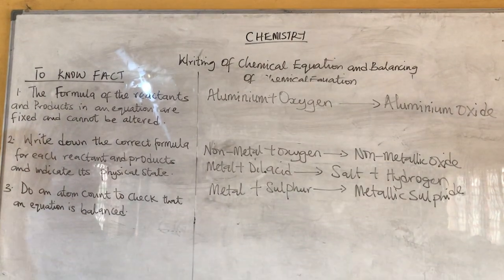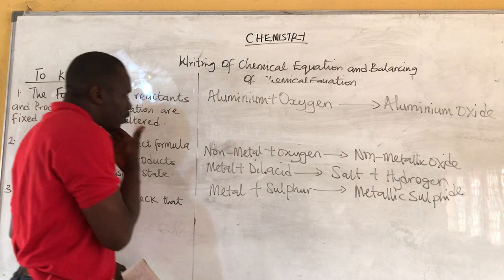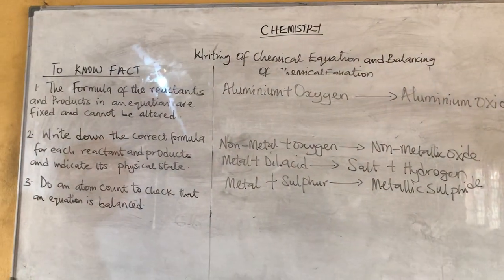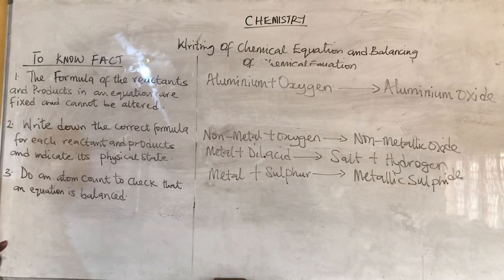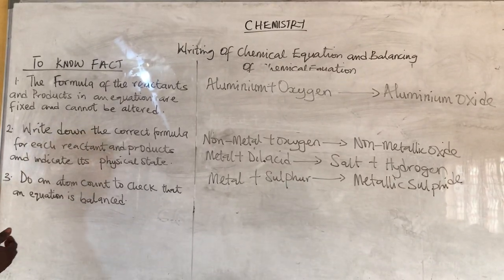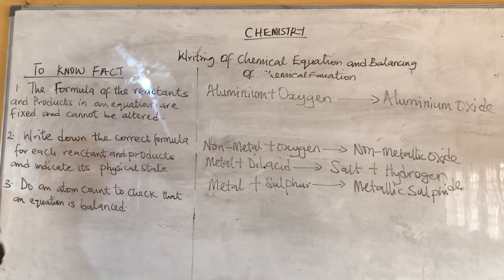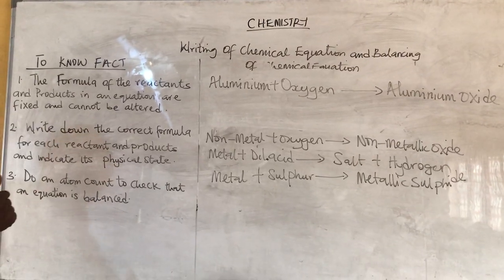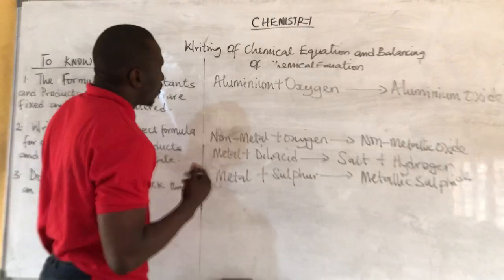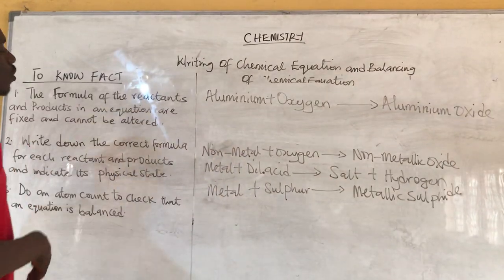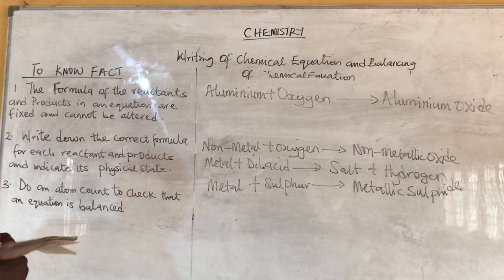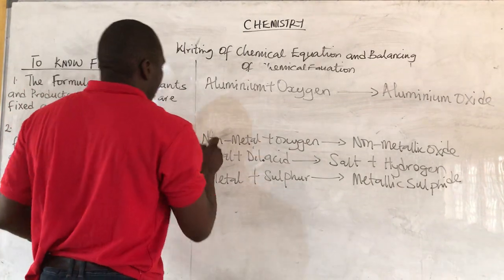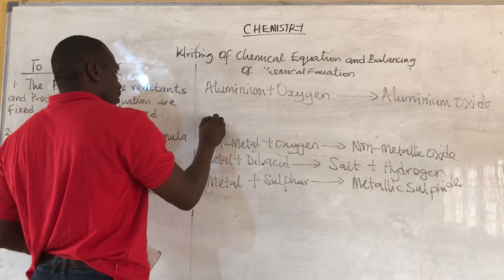Non-metal plus oxygen. Non-metals are the groups outside the metals, starting from group 3, 4, 5, 6. Then the noble gases are group 8, and group 7 are the halogens. So what is not a metal is a non-metal. Let's see an example of a non-metal.